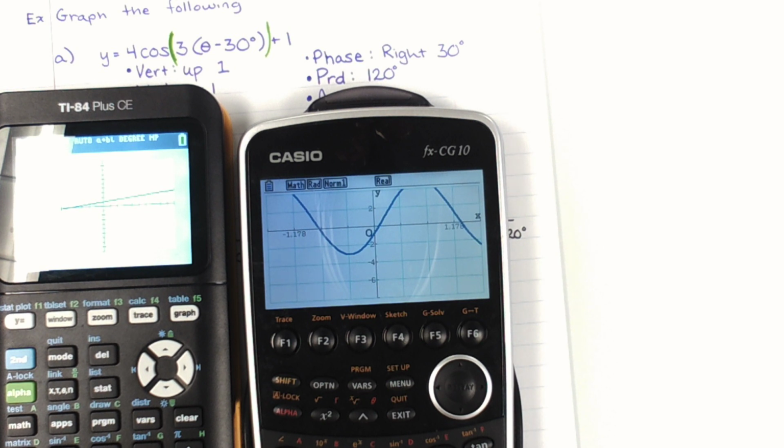They're not the same graph. Should they be the same graph? Did I type them in the same way? Yes. Then they should be the same graph. I will tell you further, neither of them is actually the accurate graph.